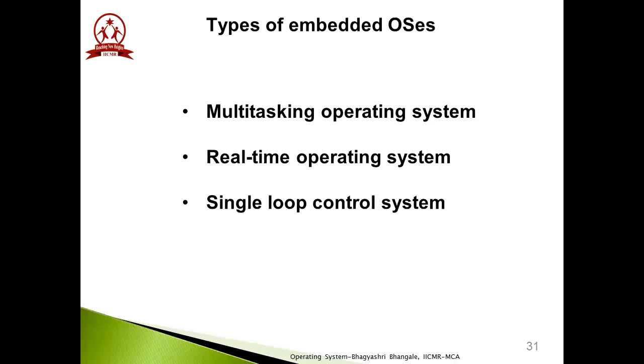Now the second type is a real-time operating system. This is designed to be reactive. In a real-time operating system, the system completes its work and delivers services on time, meaning there are some deadlines or time durations. Within that deadline and time duration, it completes its tasks and delivers particular services. That is a real-time operating system. And the last type is the single loop control system. In this type, the embedded OS exercises control over a single variable, for example temperature control in a smart home. So these are the three types of embedded operating system.